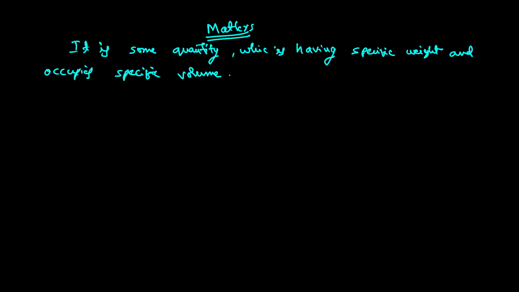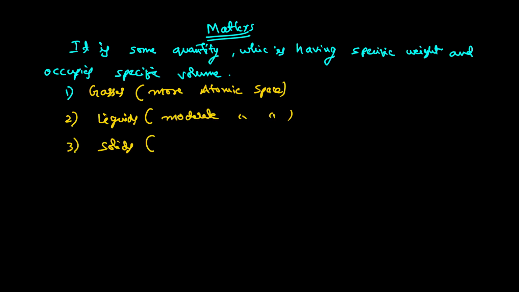Now we will go through semiconductor physics. Here, first of all, I will start from matter. Now see, I wrote a simple definition. Matter is some quantity which has specific weight and occupies specific volume. This is the basic definition of matter. Matter is classified into three types. One is gases, with more atomic space. The second is liquids, with moderate atomic space, and the third is solids, with less atomic space. These three come under the types of matter.